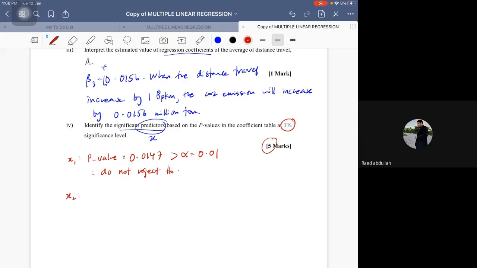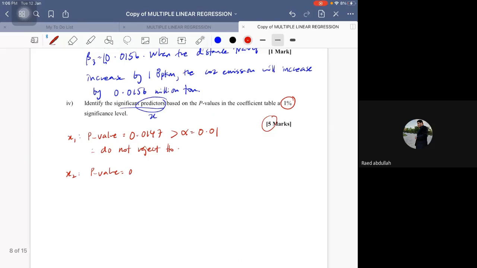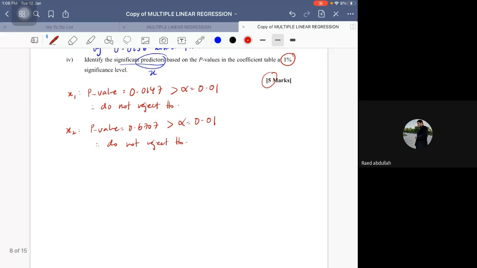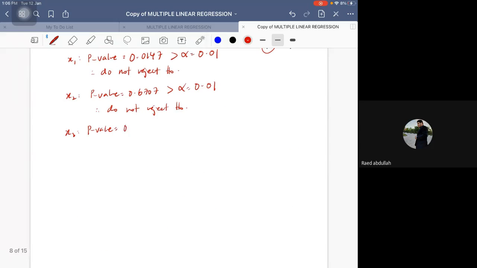And then you have to do the same for x2. What is going to be the p-value? The p-value is given by this value, 0.6707. That's a pretty big one. Of course, that is much, much bigger than 0.01. So it's going to be the same: we do not reject H null. This is basically a linearity test, like what we did for simple linear regression. And then x3, what is my p-value? My p-value for x3 is 0.3249. Again, it's greater than alpha, which is 0.01. Therefore, again, we do not reject H null.